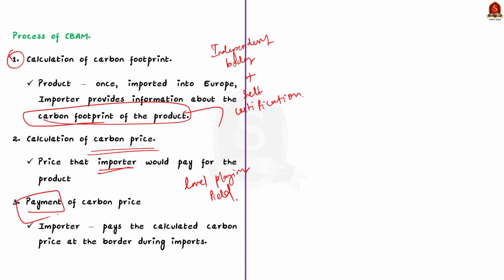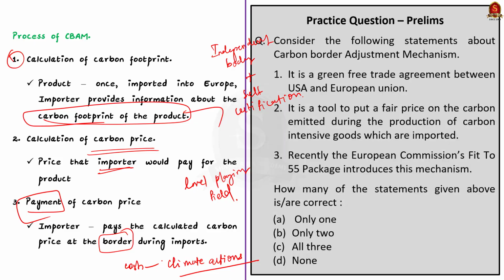The importer would pay the already calculated carbon price at the border at the time of imports. An important point is the revenue generated from the CBAM would be used to support climate actions of the EU or to offset the cost of EU industries that are subjected to various carbon pricing policies. So this is all about the carbon tax. With this, let us move on to the next news article.